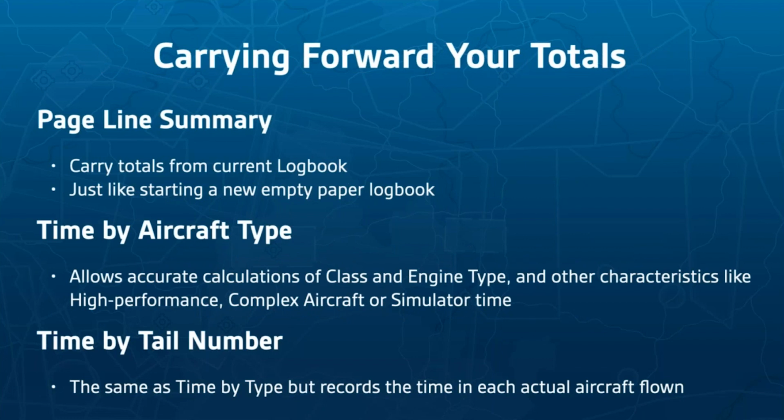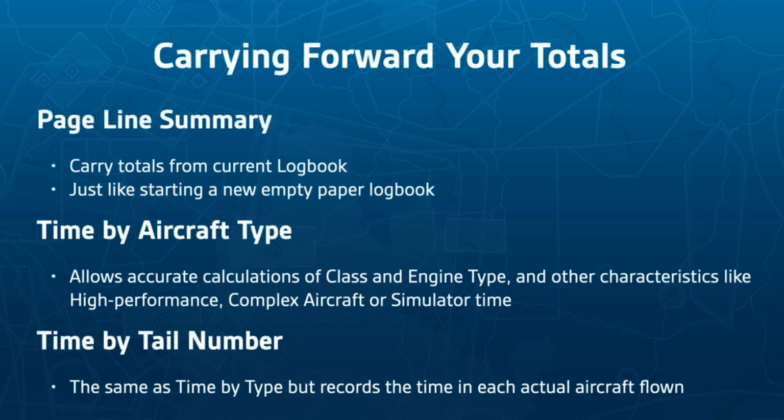Bringing your totals forward, you also have some options here. So you can do things like a page line summary, the normal totaling that we do at the bottom of a paper logbook. You can just carry it forward just like you were going to do from one paper logbook to another paper logbook. You just write in all of your columns.